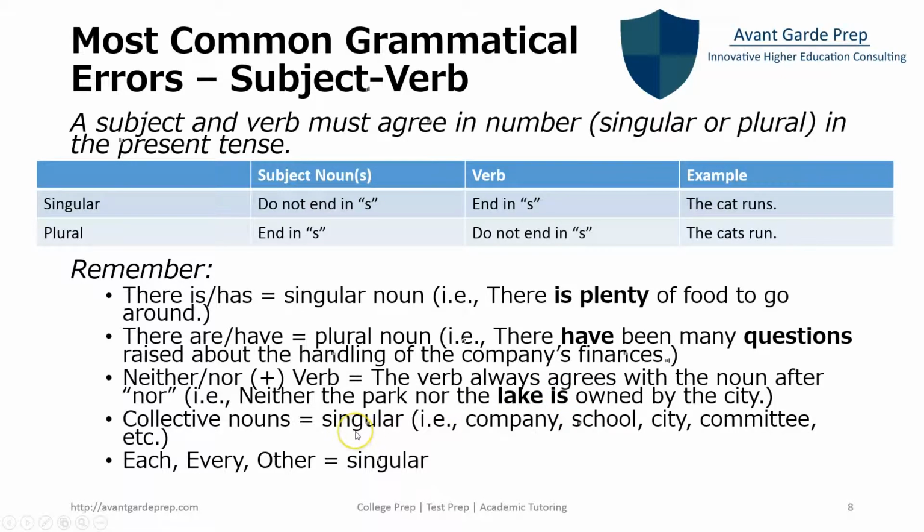Collective nouns are singular, even though they might sound like they're not. For example, company, school, city, committee. A committee is made up of several people, but it acts as one entity, so it's singular. So if you're looking for verb agreement with that, make sure that you're using singular verbs. And then each, every, and other also constitute singular.